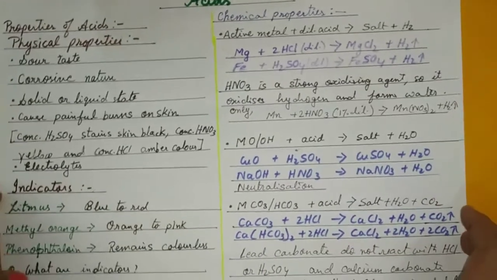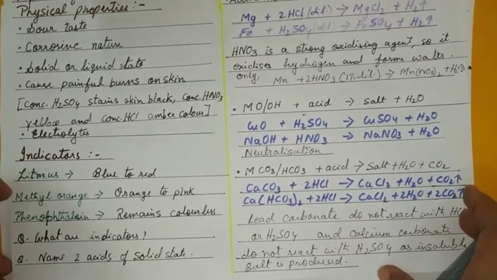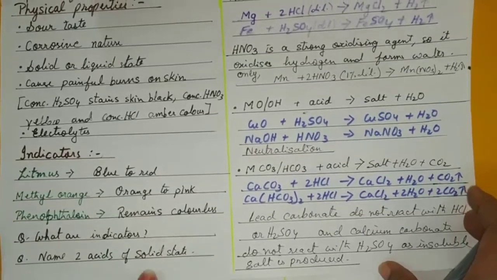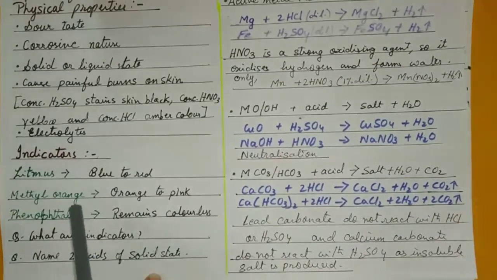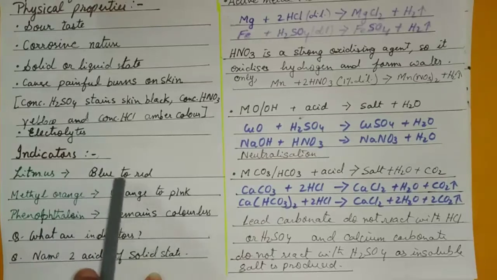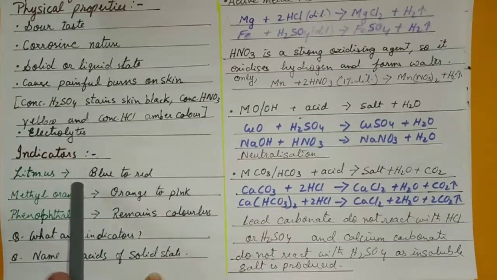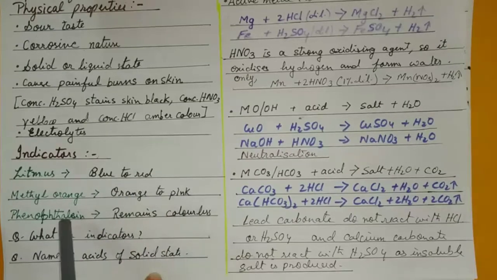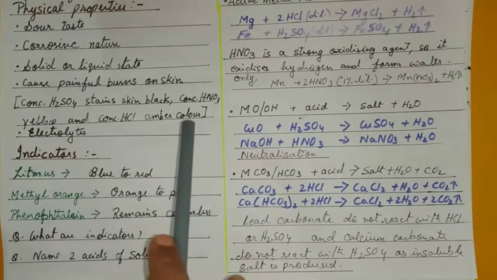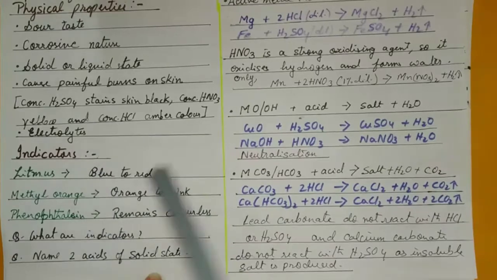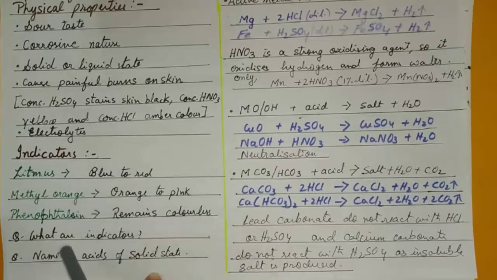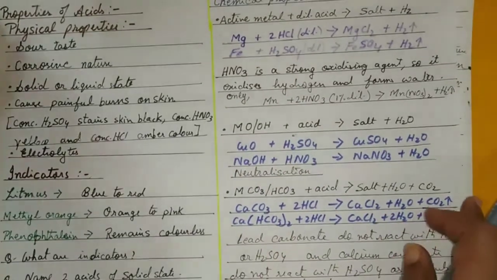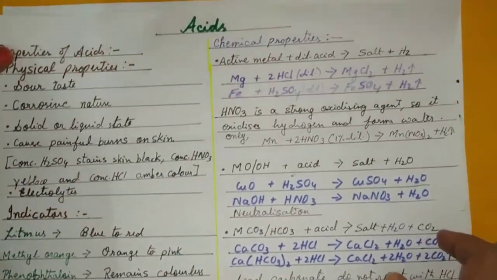To identify the acids, we take the help of indicators, as always done in the previous chapters also, where blue litmus turns to red. These are organic compounds, plant products. Methyl orange turns orange to pink, and phenolphthalein remains colorless. There is no change, which shows that it's an acid. There are questions like what are indicators, name two acids of solid state, and so on. Small questions of 1 mark which you should not miss.